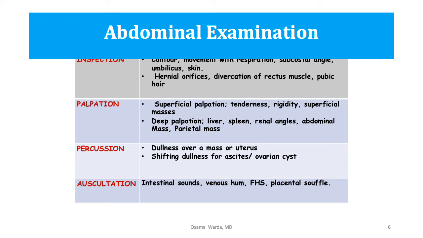We come to the third examination, which is percussion. Percussion in obstetric case may give dullness over the uterus, the pregnant uterus. We may have shifting dullness if there is associating ascites or associating ovarian cyst. Shifting dullness in ovarian cyst is absent. Shifting dullness with ascites is present. Auscultation, we auscultate first the fetal heart rate, may hear or auscultate for the placental souffle, and we may hear the intestinal sound in postoperative conditions.